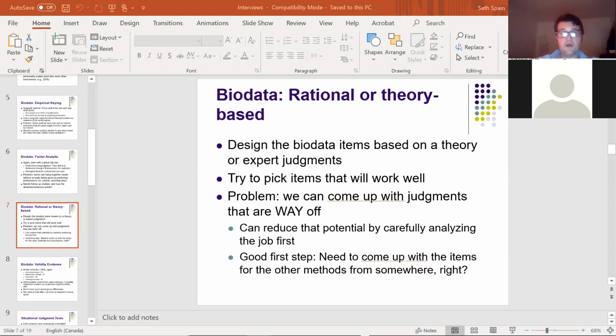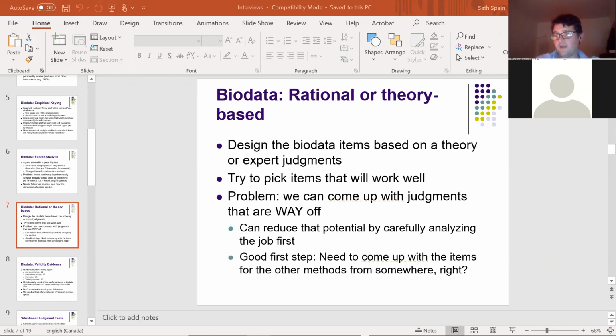Well, that's the thing. So I just got a question asking which approach is best at predicting performance. In general, at the first level where you're developing it, the empirical keying is going to give you the best predictive validity, because that's what you're using it for. But surprisingly, rational approaches can work just as well. The factor analytic approaches can work surprisingly well.